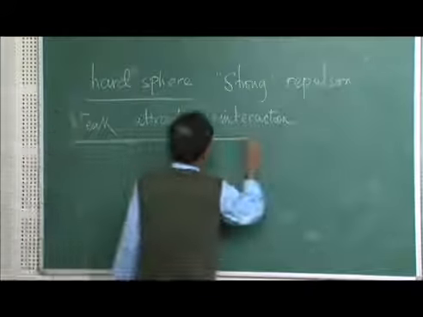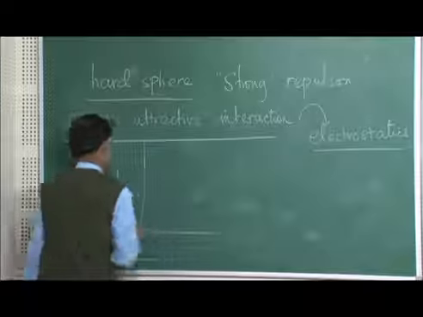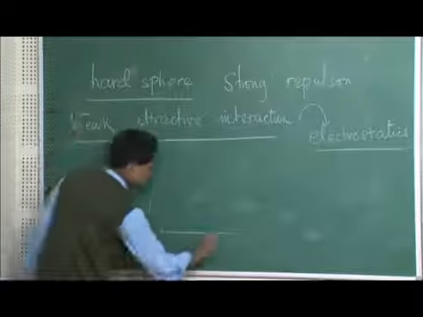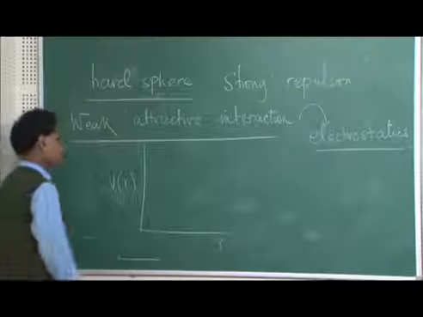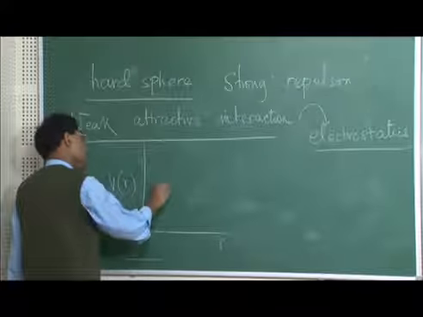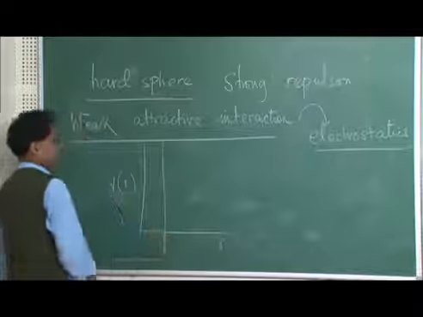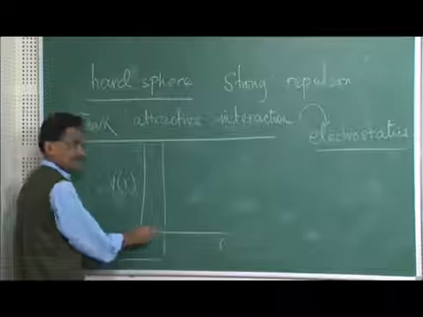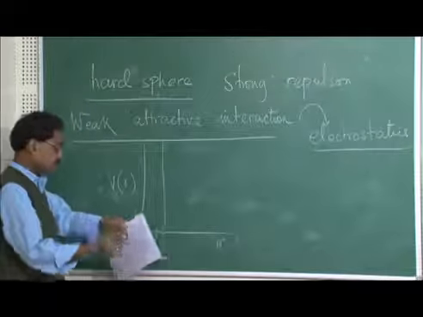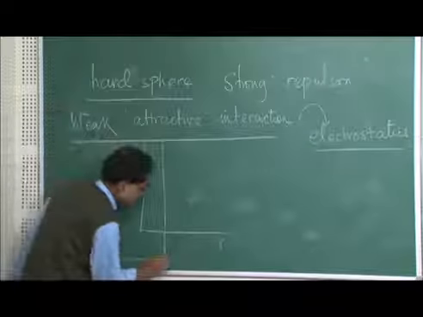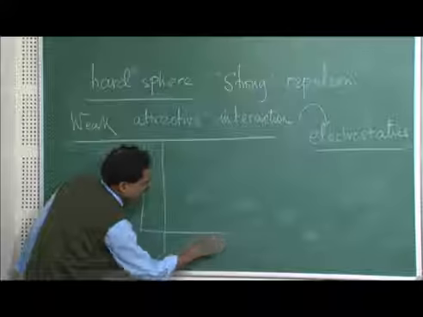This has origin from electrostatics, but I will not explain why and how. But since you know potential energy, I can draw a curve of potential energy as a function of r, let us say. You see what happens, there is a strong repulsive potential up to a distance. This is the nearest distance a molecule can approach, and then there will be a weak attractive potential.